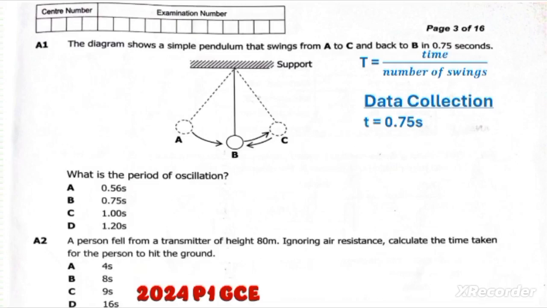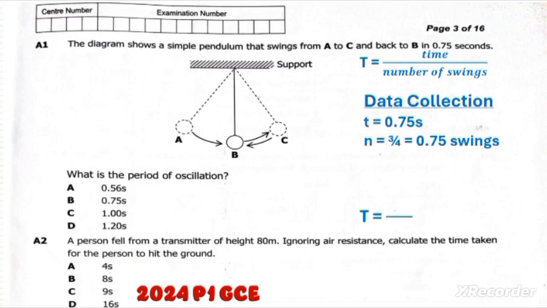We are given time, which is 0.75 seconds. Then the number of oscillations: remember I said 4 quarters make 1 complete oscillation, or 1 complete swing. As we can see, instead of having 4 quarters here, we have 3 quarters. So we are going to say 3 divided by 4. The number of oscillations is equal to 3 divided by 4, which is 0.75 oscillations or swings.